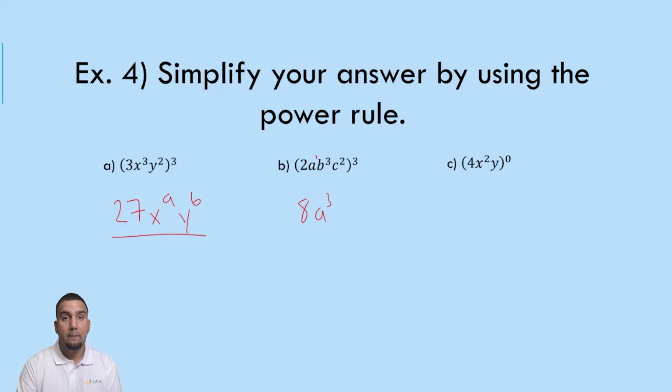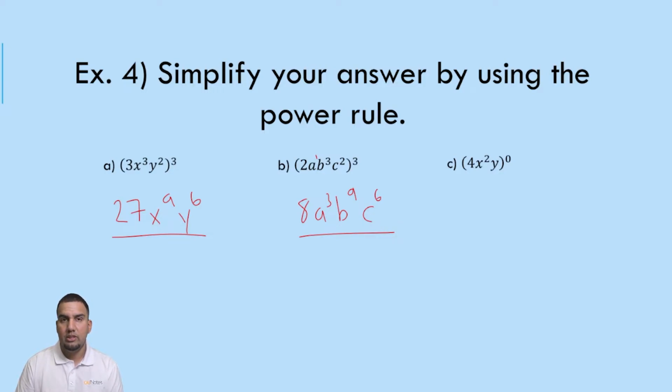I'm going to go to the b. b cubed raised to the third is 3 times 3, so it's going to be b to the 9. And then I'm going to move on to c, which is c squared raised to the third. It's going to be c to the 6th. And that's my final answer. So with these, you have to be super careful. Okay, now we're moving on.